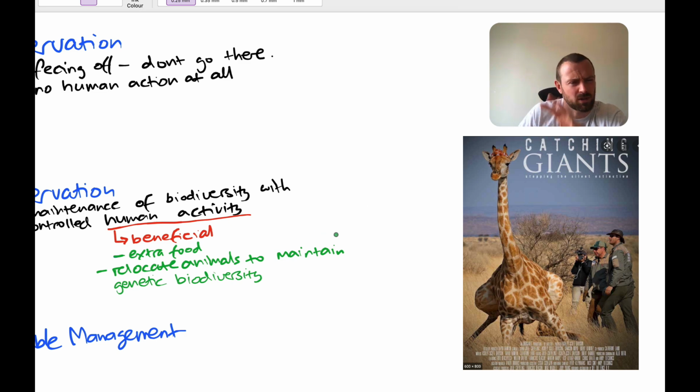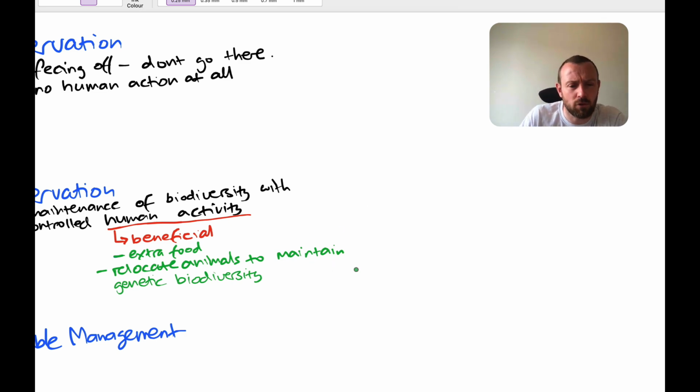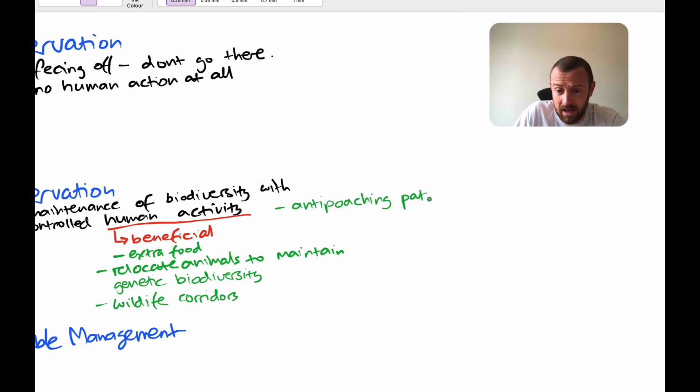We also have talked in previous videos about having wildlife corridors. So relocating animals to maintain genetic biodiversity. Wildlife corridors to allow organisms from different reserves to breed. Sort of anti-poaching patrols. That's obviously an active strategy, but with a big impact. You know, stopping poachers from killing elephants, for example? Vaccination?